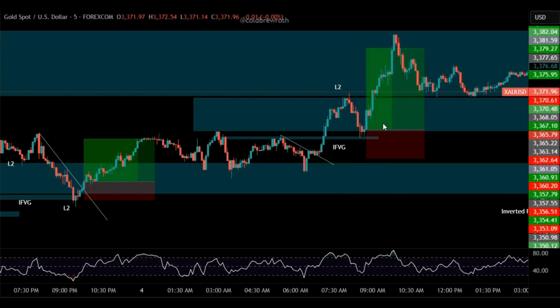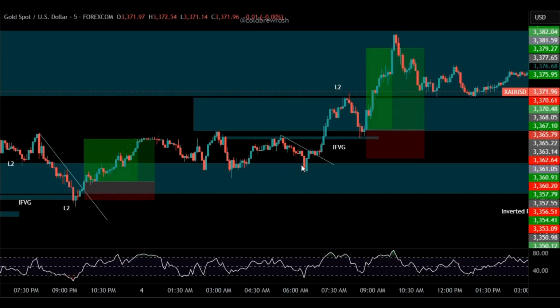This next trade happens during the New York session. We see during the 9 o'clock hour, price dips back down into an inverted fair value gap after touching another 4-hour inverted fair value gap. This is a 5-minute inverted fair value gap that it dips into. Also, not really coincidentally, it happens after a level 2.